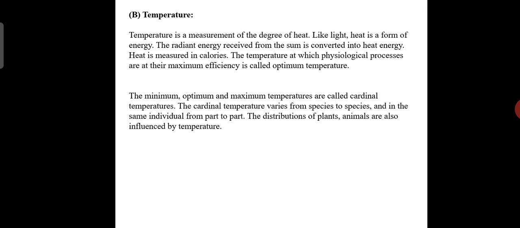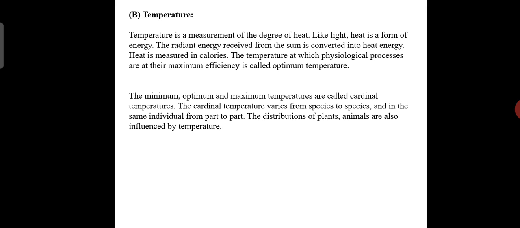So temperature is the measurement of the degree of heat. Like light, heat is a form of energy. The radiant energy received from the sun is converted into heat energy. Here heat is measured in calories.